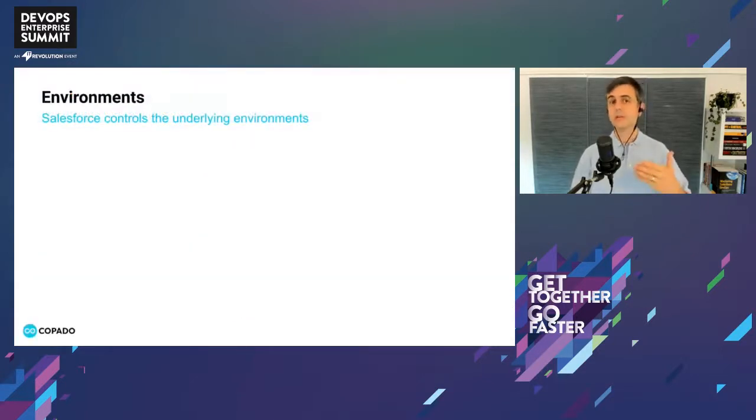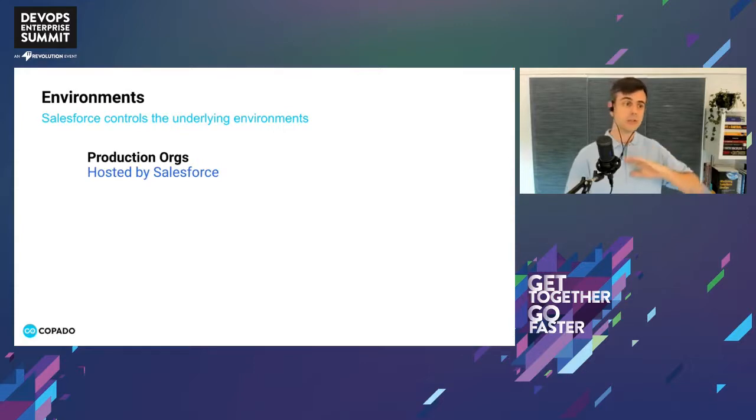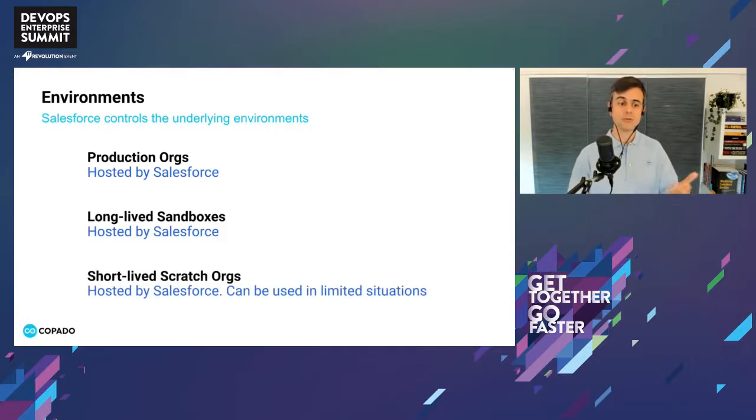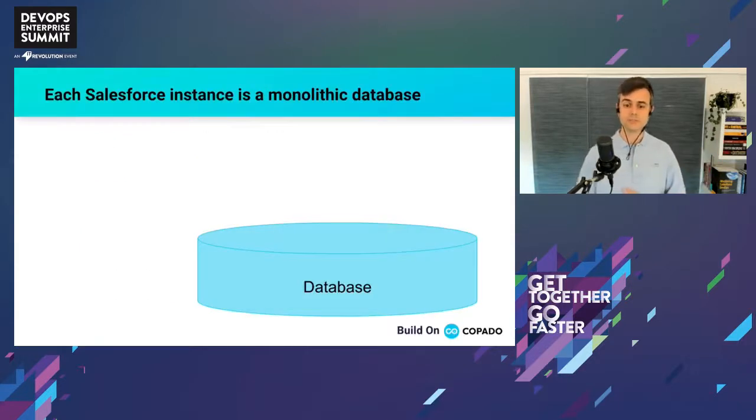When I'm talking about orgs or environments, you need to understand that Salesforce controls the underlying environments, whether that's a production environment, because this is a SaaS system. It's wonderful. They're managing the infrastructure for you. That's a huge category of headaches off your plate. But it does make things a little bit different. The sandboxes you're developing in are also hosted by Salesforce. And there's a new kind of org, short-lived Scratch orgs, but these also are hosted by Salesforce.